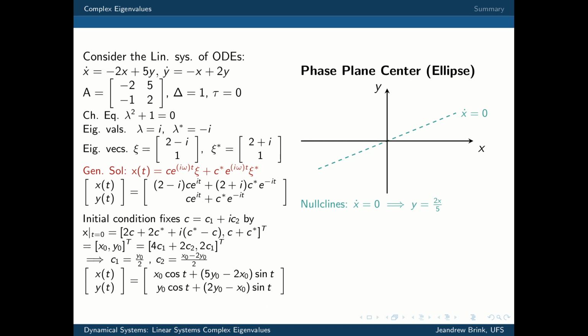You first put in the null lines, in other words, x dot equals 0 when y equals 2 over 5 x. You work out the arrows on it. If x is positive here, the arrows point down. If x is negative, the arrows point up. And you work out the second null line. It's simply y dot equals 0 when y equals x over 2. And there you know the arrows point either left or right.